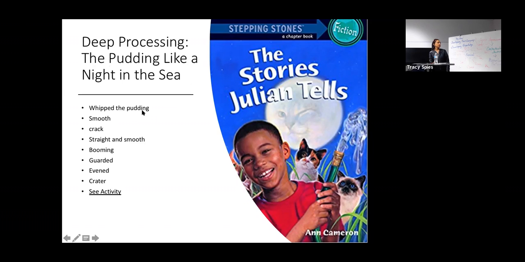And so we focus on these words: whipped, smooth, cracked, straight, smooth, booming, guard, even, crater, and the activities in the book. So let's look in our binder. There it is. It's personification. Let's see, how many activities here for us to look at? I think there are about 5 pages. For example, in this text, we focus on personification and similes.